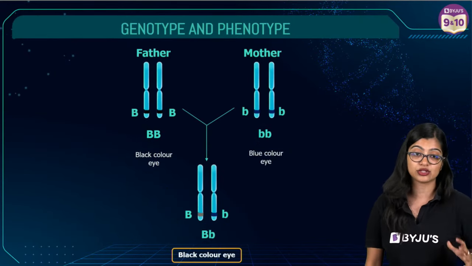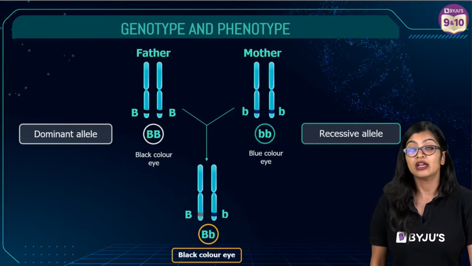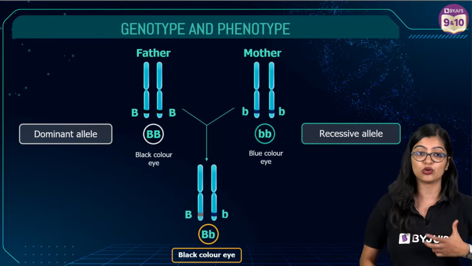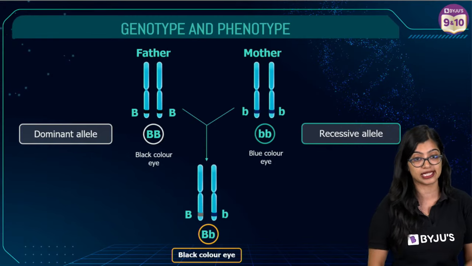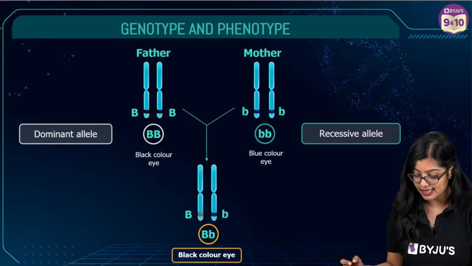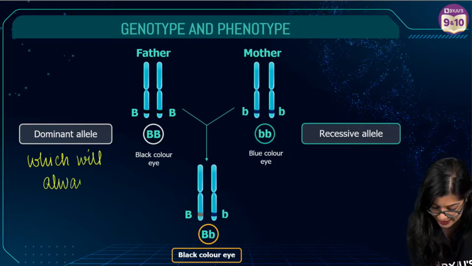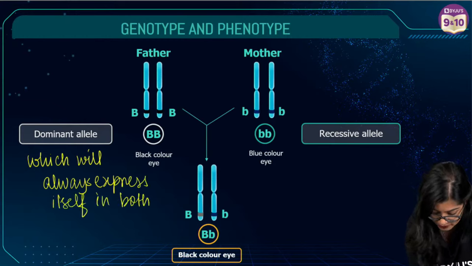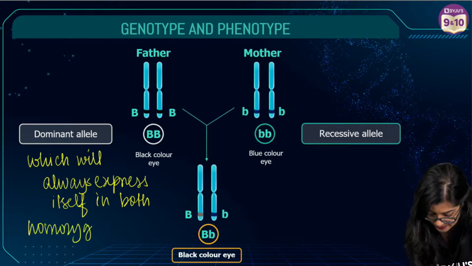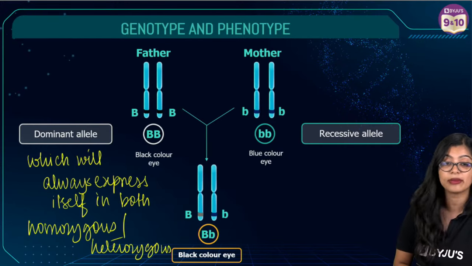Now moving on to the next two terminologies. That means we have dominant and recessive allele. Dominant and recessive again is something we are going to revisit much later on when we talk about crosses. But dominant alleles are those which will always express itself in both homozygous and heterozygous condition, right? So this is what we mean as dominant allele.